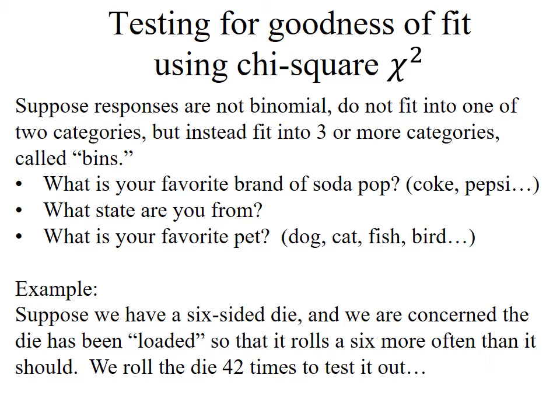So far, we've been looking at data which is binomial, where each element of my sample gives me a response that fits into one of two categories, success or failure, true or false, that sort of thing. But suppose responses are not binomial. Suppose they fit into more than two categories, like three or more categories.